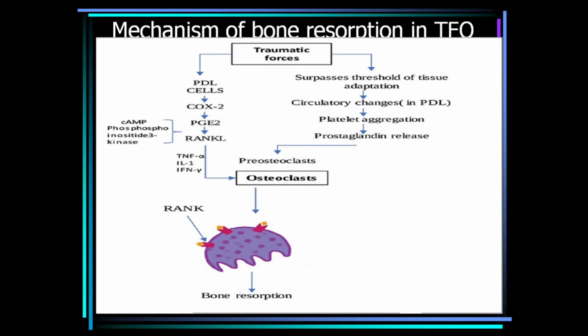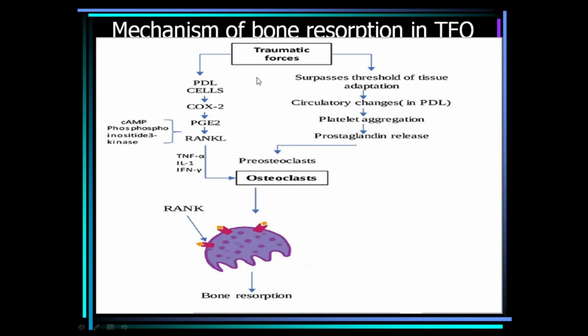Similarly, in trauma from occlusion, whenever excessive forces are there, all the cells, gingival cells, fibroblasts, start secreting various cytokines, that is, cell talking components. They are interleukin 1, tumor necrosis factor, interferons. They increase the concentration of prostaglandin, which leads to activation of osteoclasts, and hence resorption of bone.